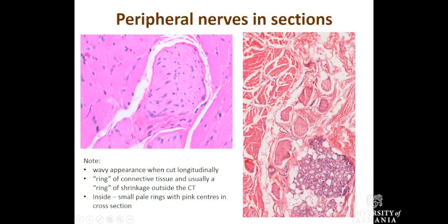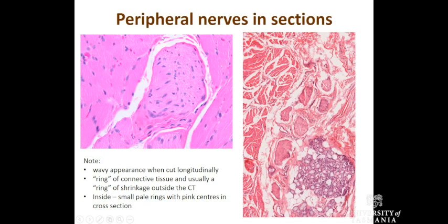So what do peripheral nerves look like in section? What I look for is waviness. Peripheral nerves are often really wavy in appearance, and so that's what you're looking for. So here, and these are actually peripheral nerves, there's a couple of things to look for.